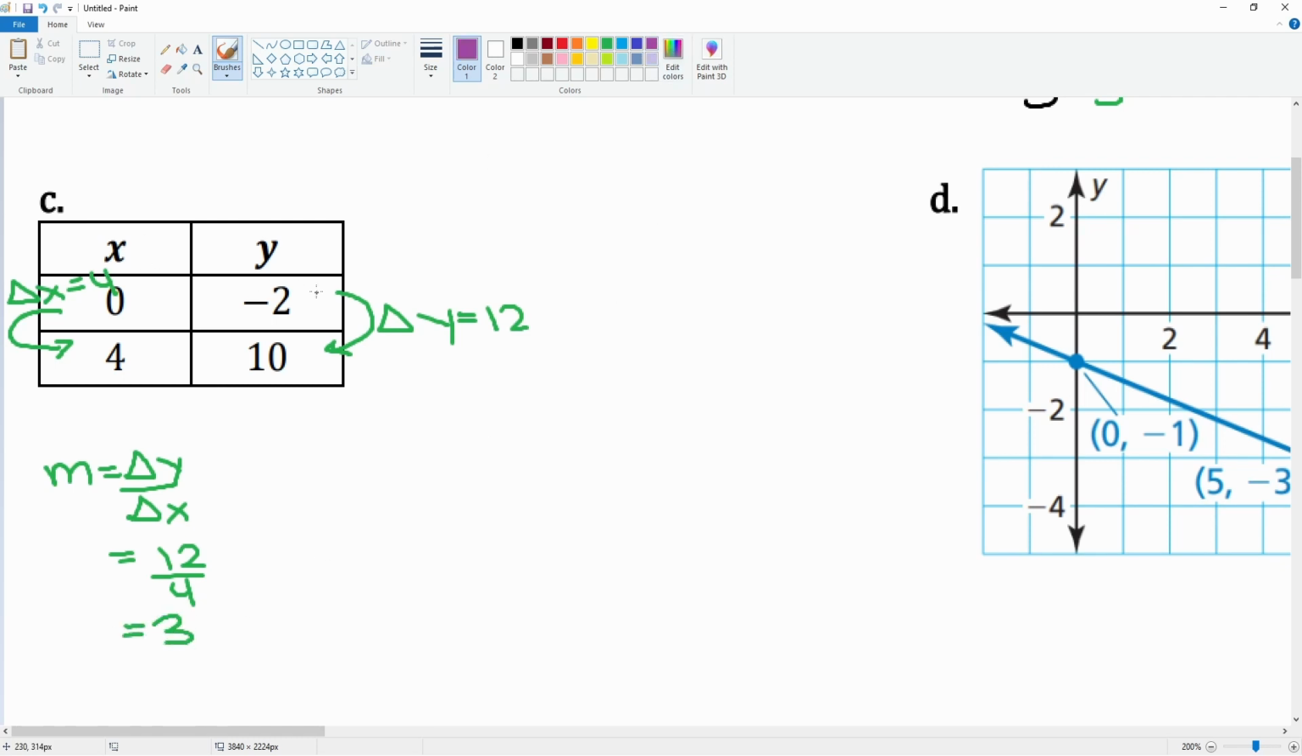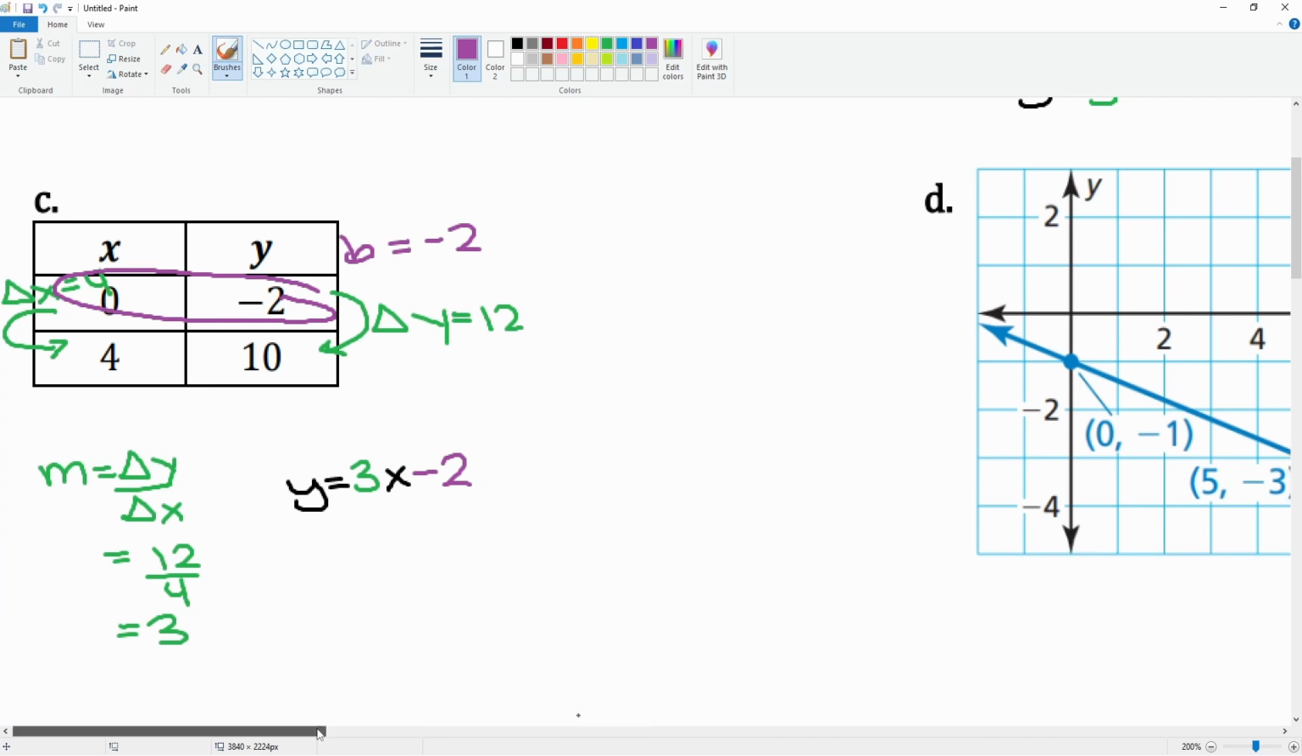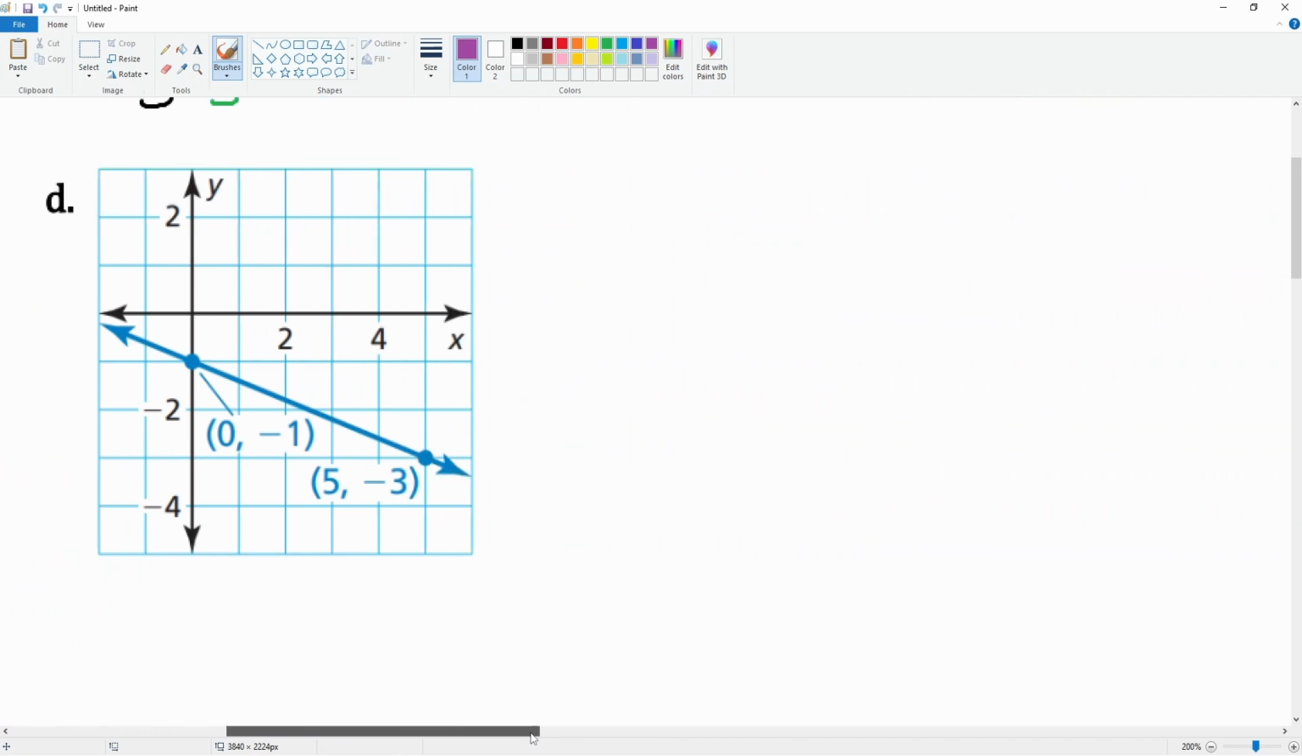The y-intercept is located here, which is the 0 term. b is equal to -2, right? Now, we write the equation y is equal to 3x. And then we have the -2 here for the y-intercept. All right, let's look at question D.